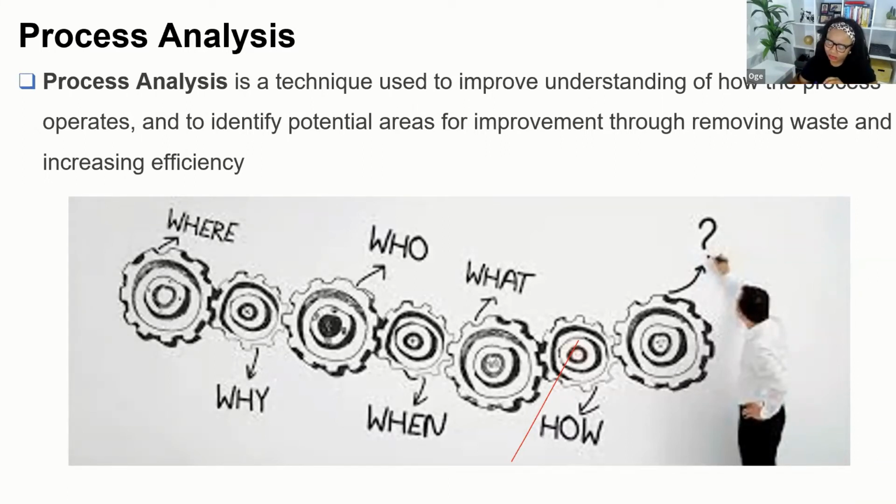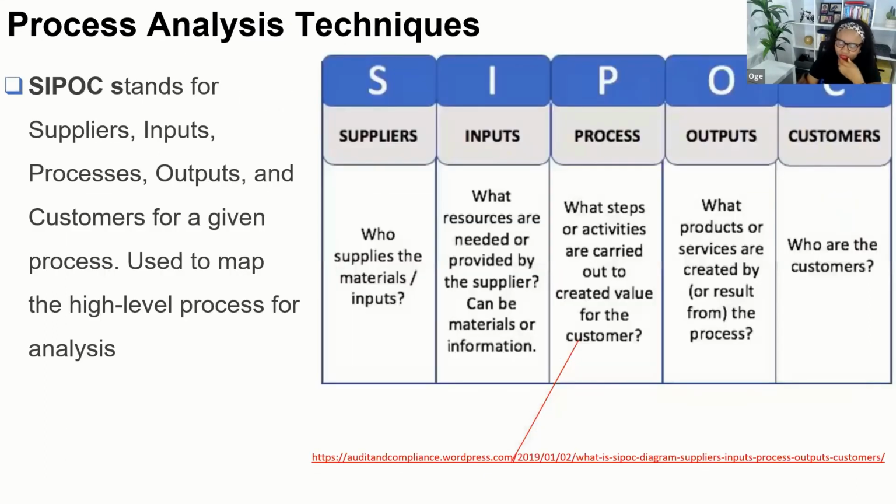And there's a very popular technique we recommend and we train our students to use when they are doing process analysis. It's called the SIPOC technique. So basically, the S stands for suppliers, the I stands for input, the P is the process you are trying to analyze, the O is for output, and then the C is for the customers or the beneficiary of your process.